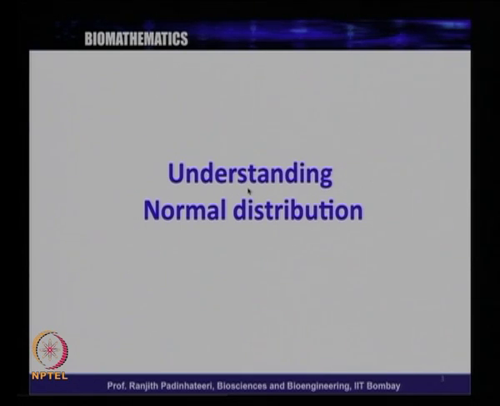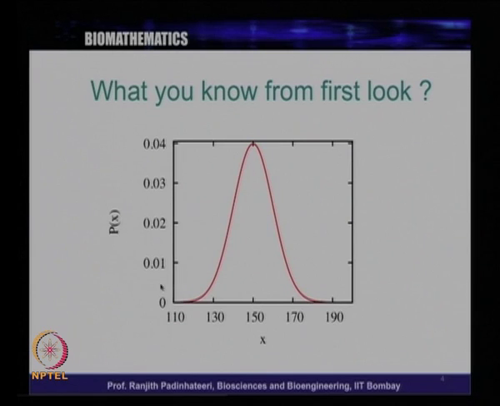Okay. So, now what is the simplest thing that we should learn about normal distribution? Let us say you are given a normal distribution, which has this bell-like shape. What can you know from a first look? What all things can you learn from this? You know that the probability is high around 150.